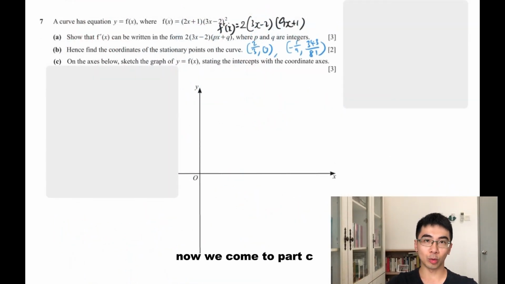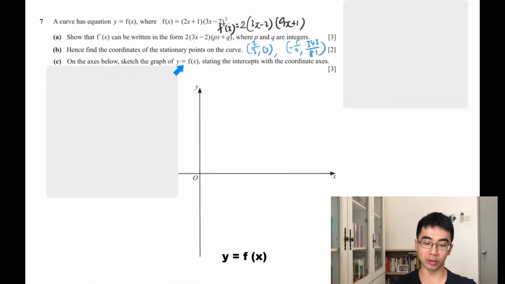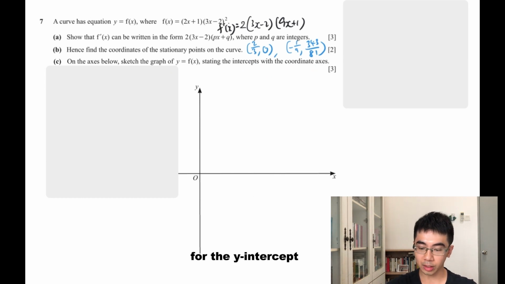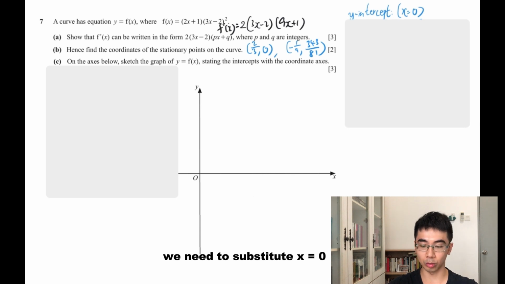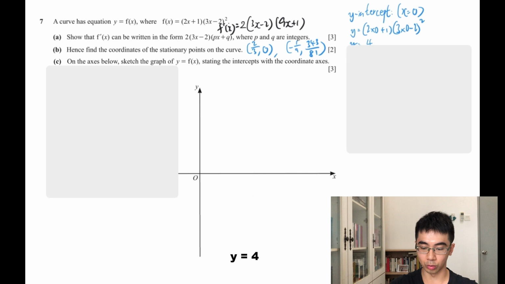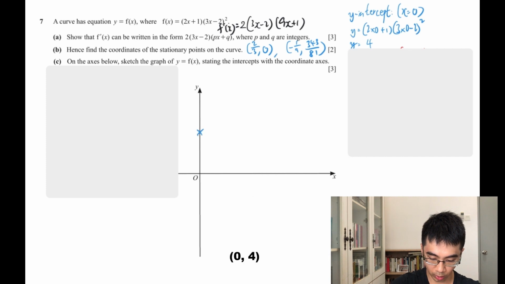So now we come to part C. This time we need to sketch the graph of y is equal to f of x, and then indicate the intercepts of the coordinate axes. So how about we just find the intercepts first? For the y-intercept, we need to substitute that x to be 0, and then using our calculator, y should be equal to 4. So let's mark this down on the plane. So it should be somewhere like here, right? X is 0, y is 4.